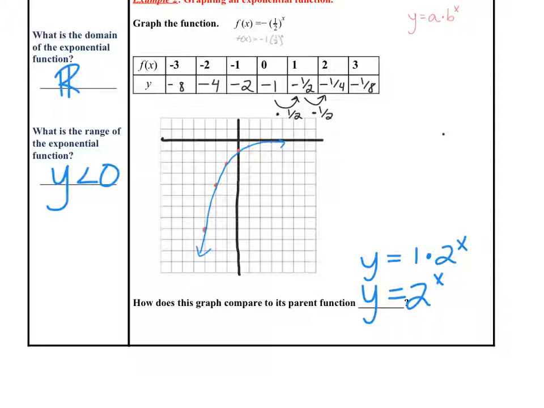Can you please discuss with your partner what's the difference between the one that we just wrote out, 1 times 2 to the x, and the one that you just did? Talk to each other, please. What is the difference between those two? Okay. Serenity, can you give me one? Let's get back to one thing that's different.